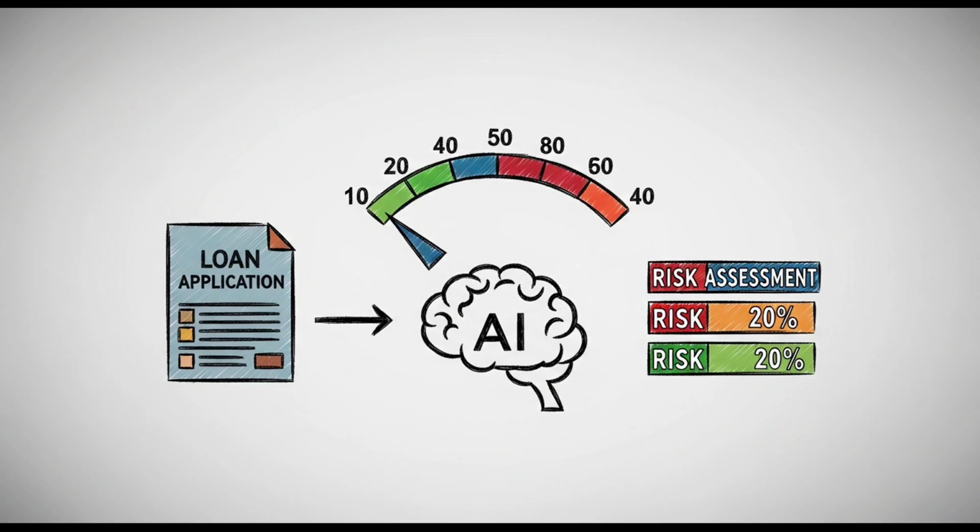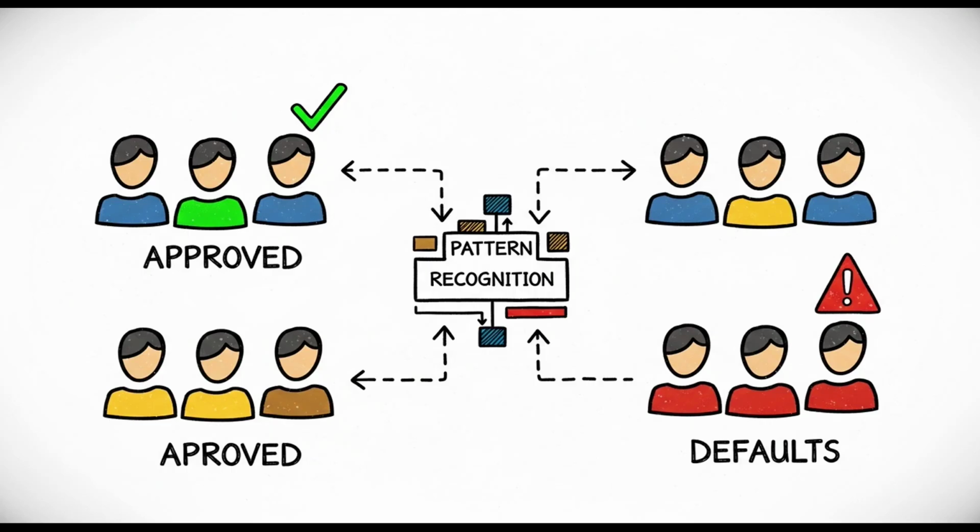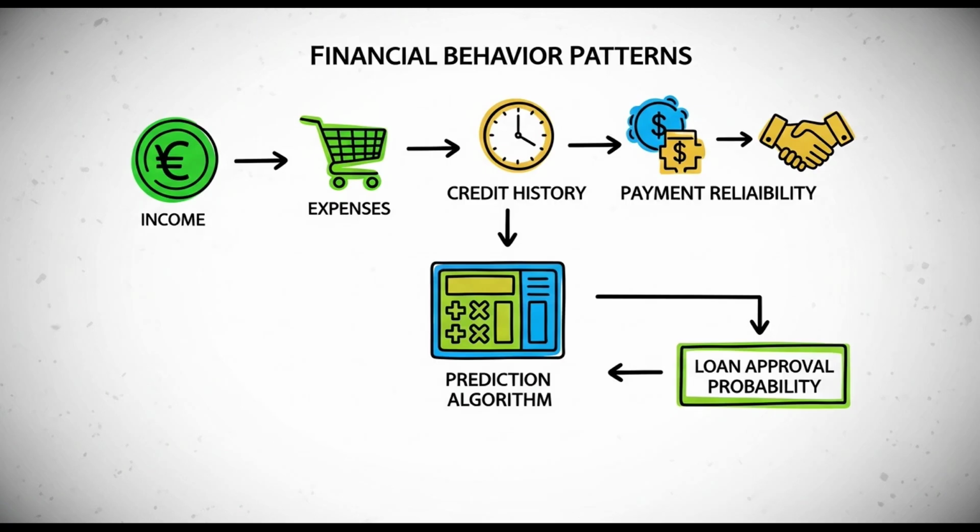When you apply for a loan at a bank, there's a good chance a machine learning model is evaluating your application. It was trained on thousands of past applications, people who were approved, people who defaulted, and it learned the patterns that predict whether someone is likely to pay back the loan.